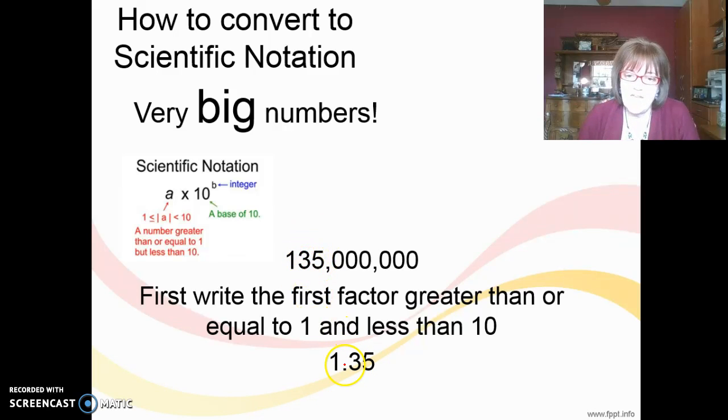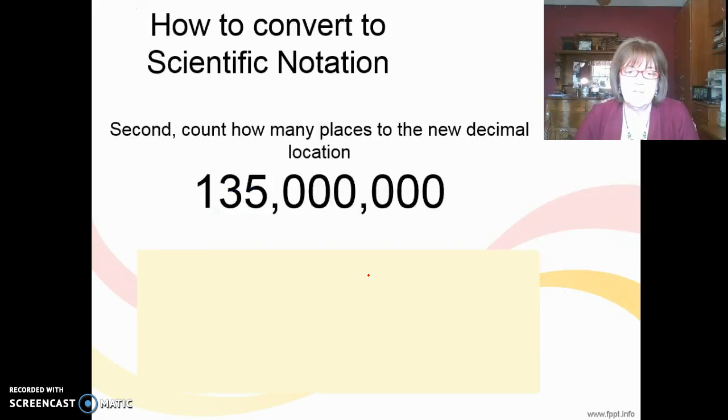Now, once we've done that, the next step is counting how many places we've got to move the decimal point, and I'll show you what that means. This is where our decimal point is right now, and we are going to move it all the way over to here. Okay, we saw that on the last slide. We've got to put it there. So let's see how that works. We're going to count how far we've got to move the decimal point. We're right here, and we're going to move it all the way over there.